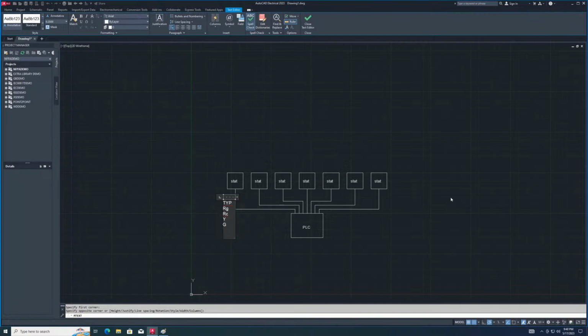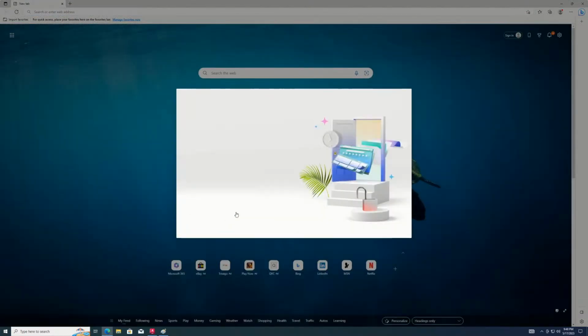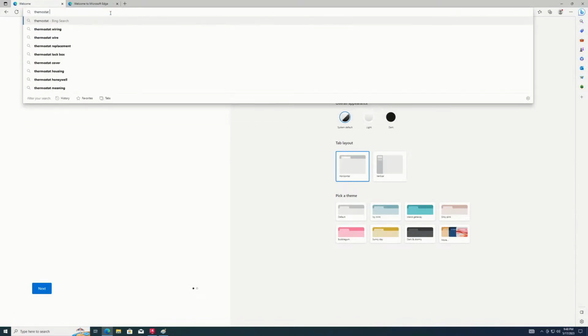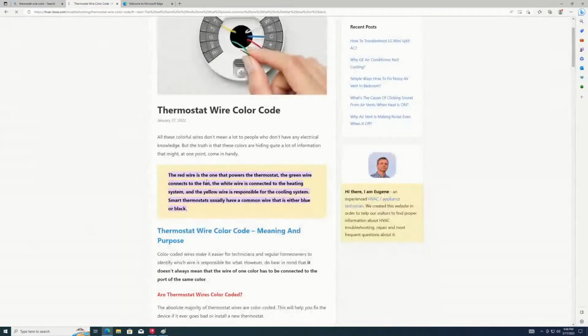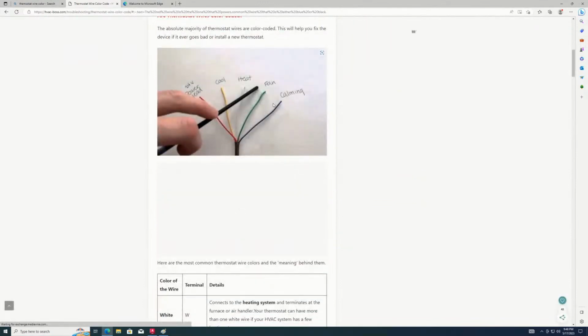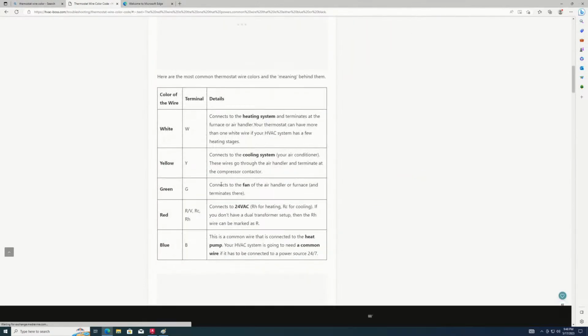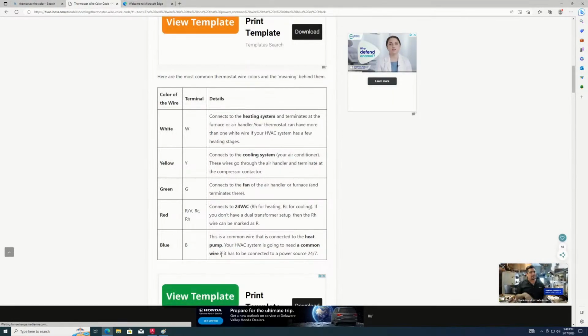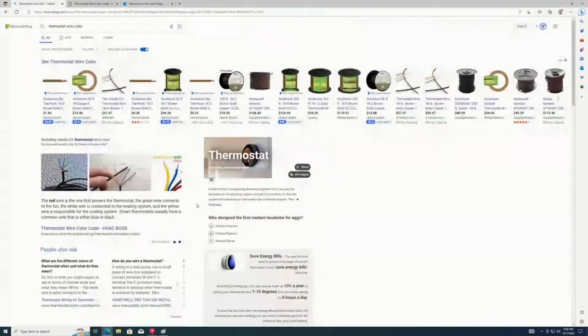And what's heat? Let's look what heat is. Pull up the internet. Thermostat wire code. Yeah, it's the Nest. Yeah, cool. Oh, green's fan? Okay, green's fan. Blue is for a heat pump. I could use it as an emergency signal, actually. Okay.